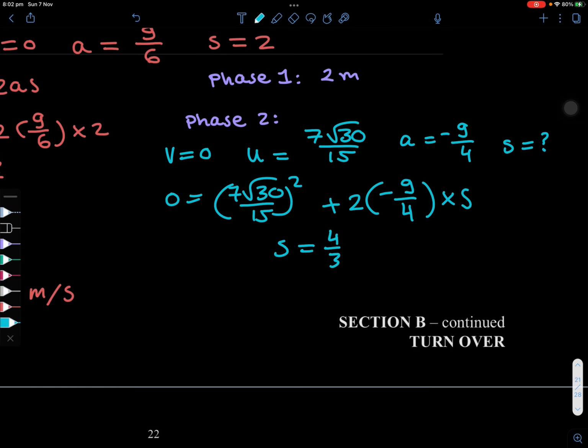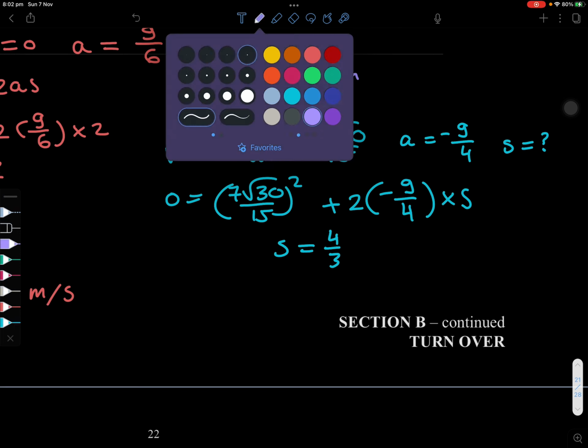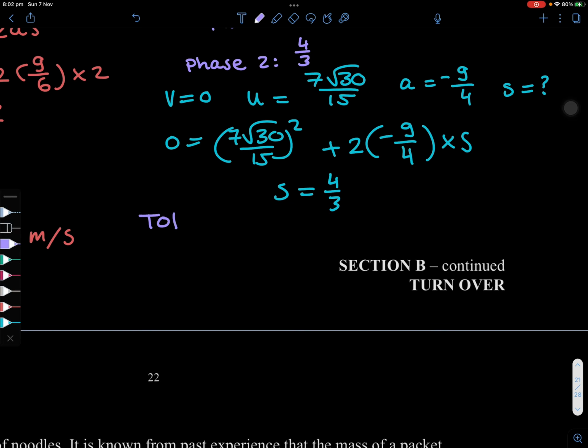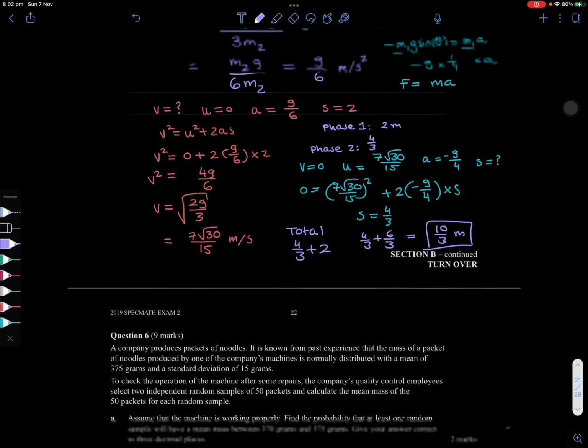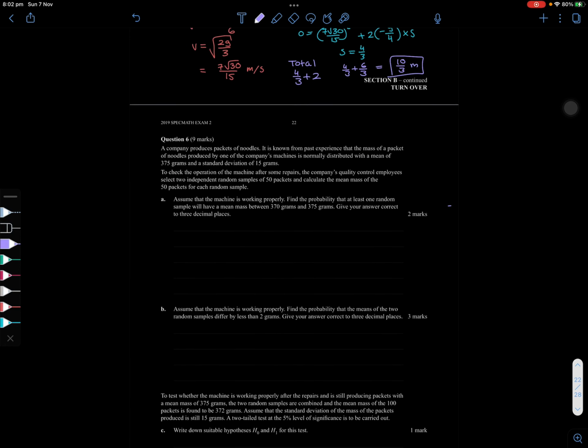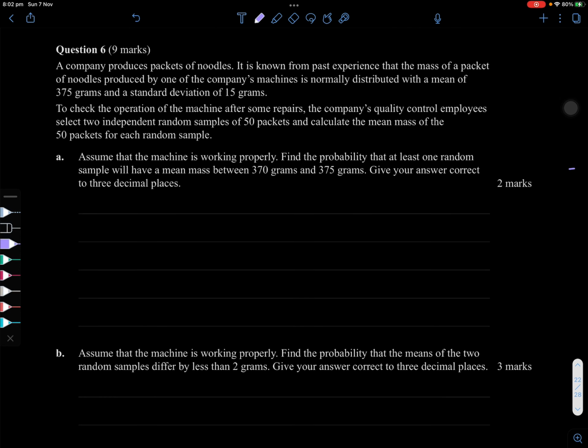So that means after that first phase, it travels another 4 on 3 meters. So that means in phase 2, it goes 4 on 3. So that means total is going to be 4 on 3 plus 2, which is just going to be 4 on 3 plus 6 on 3, which is 10 on 3 meters. That is our answer. Now, that is an adventure. Like, that is what makes up a 5-marker. That's a lot of work, okay? But it is 5 marks.